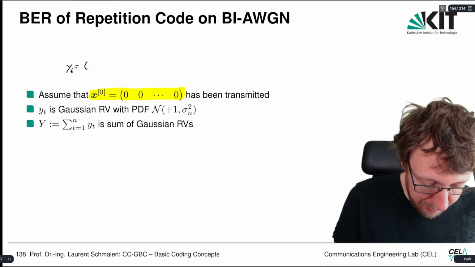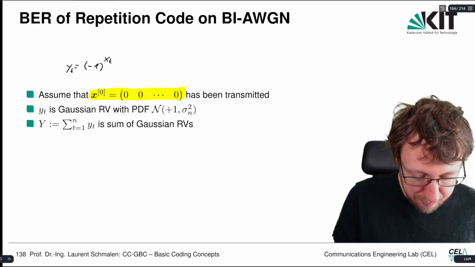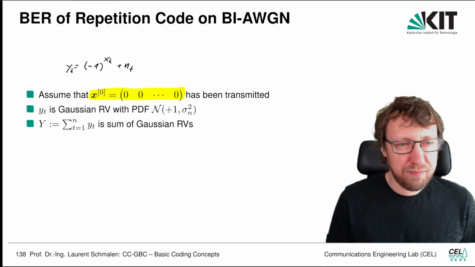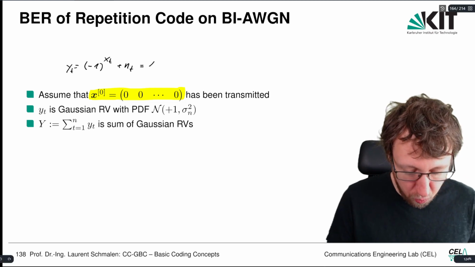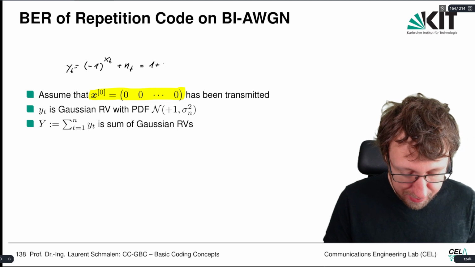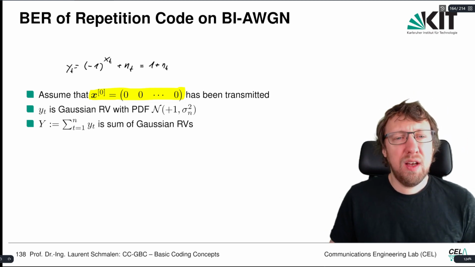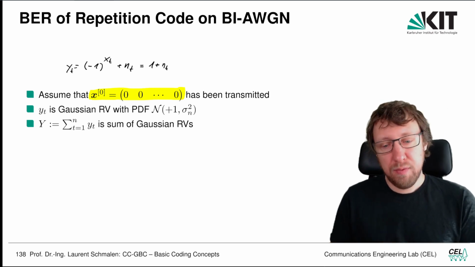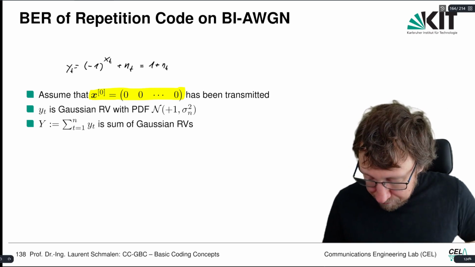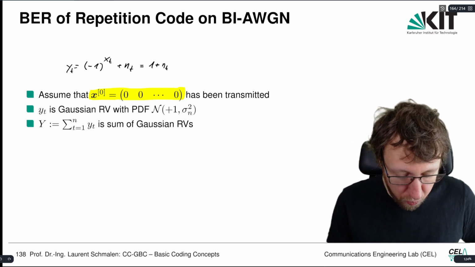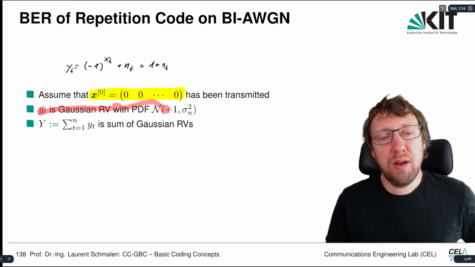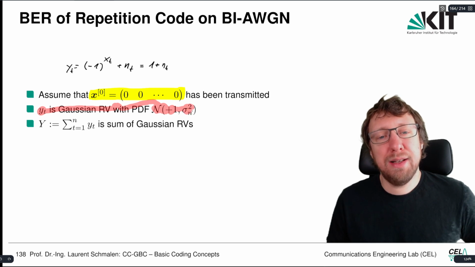So it's equal to (-1)^(xt) plus nt, and xt is equal to 0. So this is equal to 1 plus nt. So it's a noise nt on which we add 1. So we can say that yt is a Gaussian random variable. It has a probability density function that is Gaussian with mean plus 1 and variance sigma n squared.